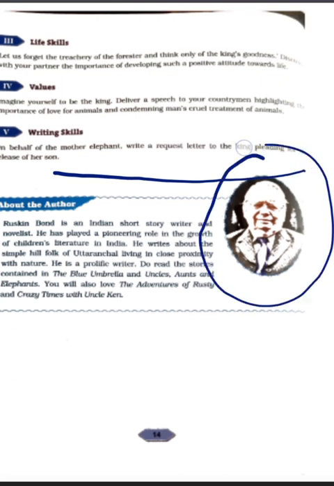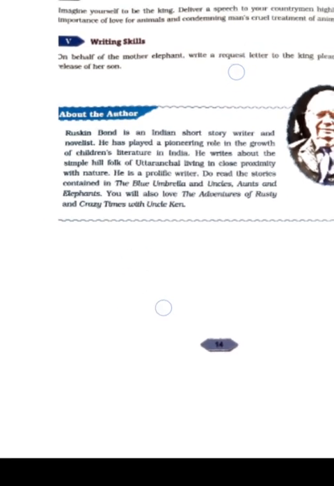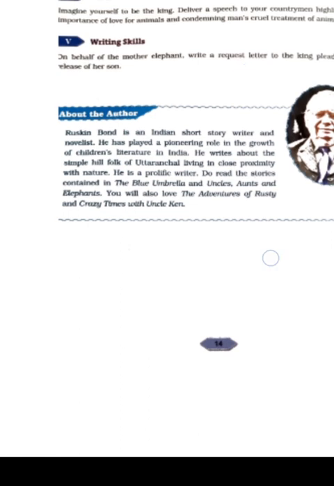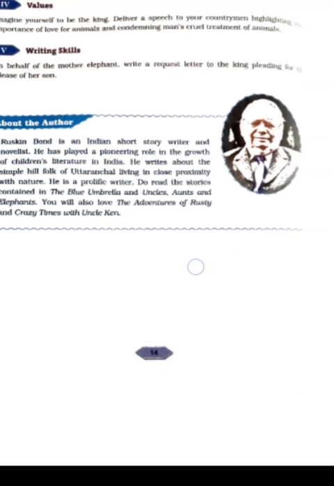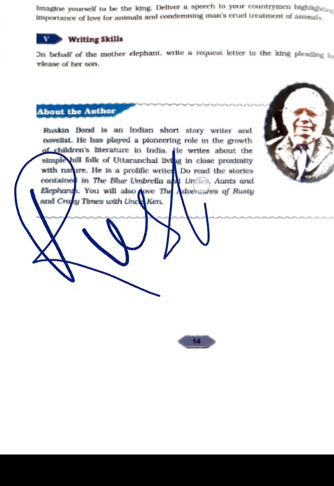This is all about the story and the exercises. Now, dear Ruskin Bond is a writer of Indian short stories and a novelist. He has played a pioneering role in the growth of children's literature in India. He writes about the simple hill folk of Uttaranchal living in close proximity with nature. He is a prolific writer. Do read the stories containing The Blue Umbrella and Uncles, Aunts, and Elephants. It's a really fun-filled experience to read our dear Ruskin Bond.